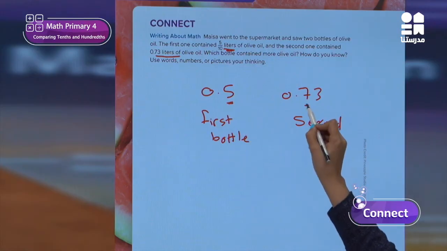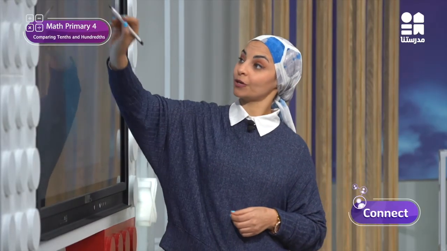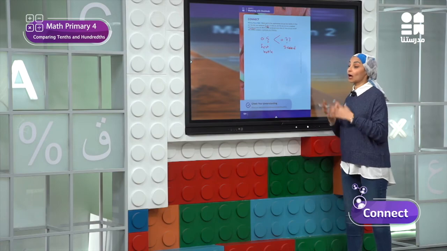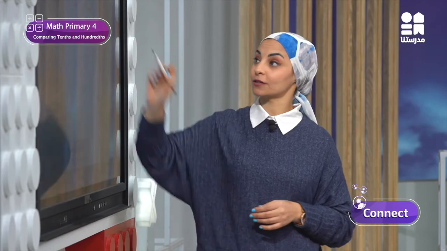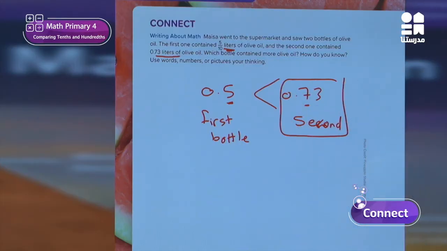If we compare the tenths, we will find that 5 tenths is less than 7 tenths. Here is 5 tenths and here is 7 tenths. So, which is the greater decimal number? Surely 73 hundredths is greater than 5 tenths. We understand that the amount of oil in the second one is greater than the amount in the first one. Right?